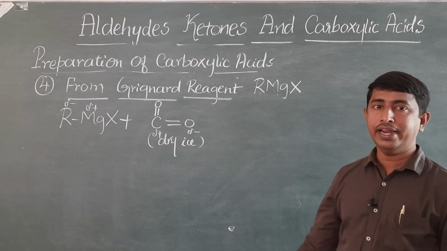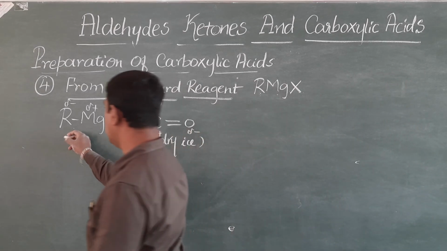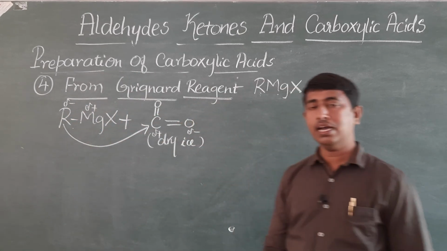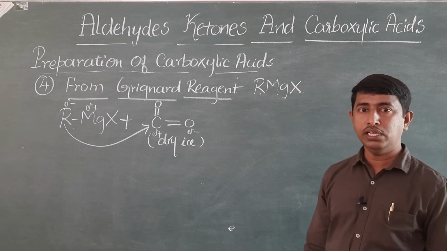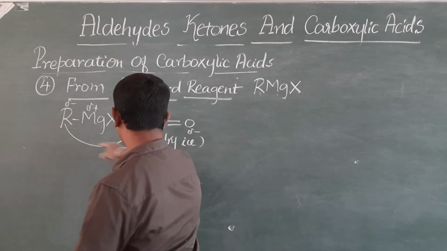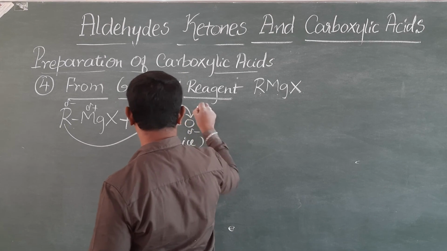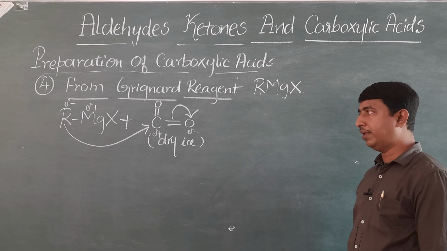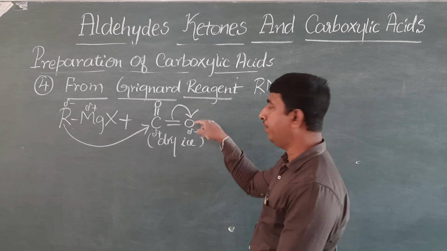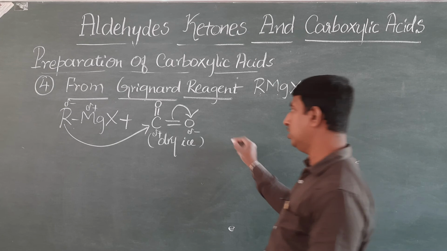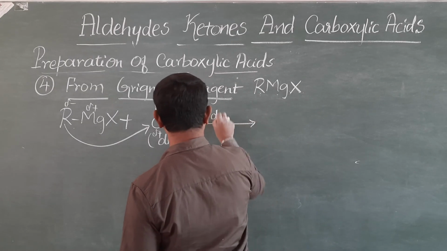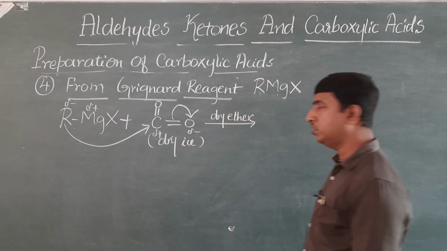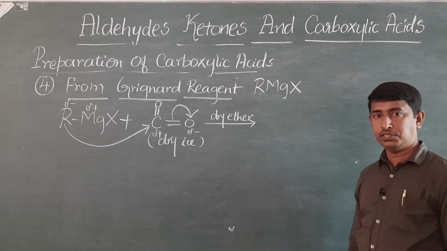Now I can write the nucleophilic addition. This is the nucleophile. It will attack the positive center, carbon. R minus readily attacks positively charged carbon. So once it attacks here, one of the shared pairs will be shifted to oxygen. Already there was partial transfer of electron. Now complete transfer of electron takes place towards oxygen. So here above the arrow mark I have written dry ether. For the reactions of Grignard reagent, dry ether is used.